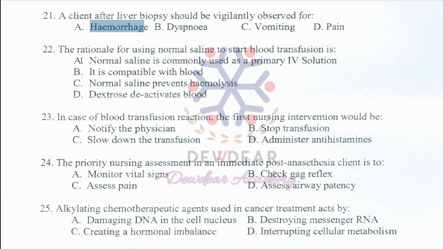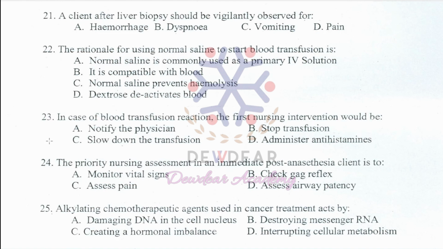Then the 22nd question, the rationale for using normal saline to start blood transfusion is: normal saline is commonly used as a primary IV solution, it is compatible with blood, normal saline prevents hemolysis, dextrose deactivates blood. The correct answer is option C, normal saline prevents hemolysis. That is why normal saline is used to start blood transfusion.